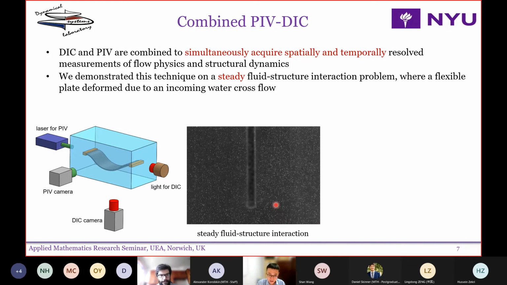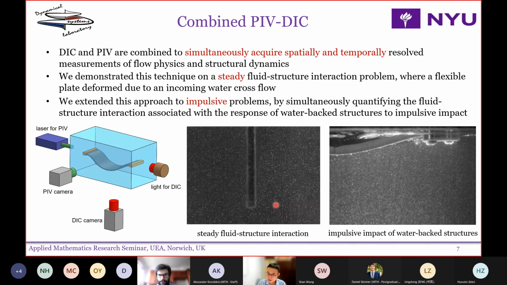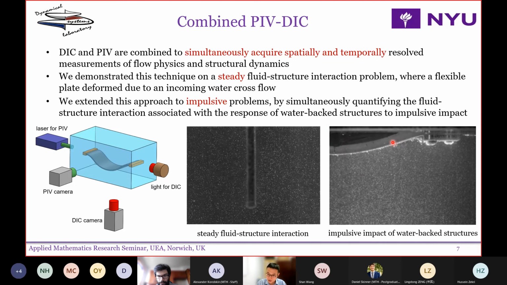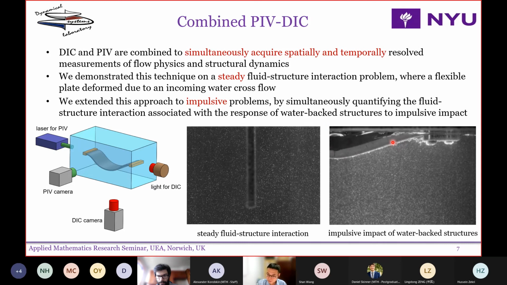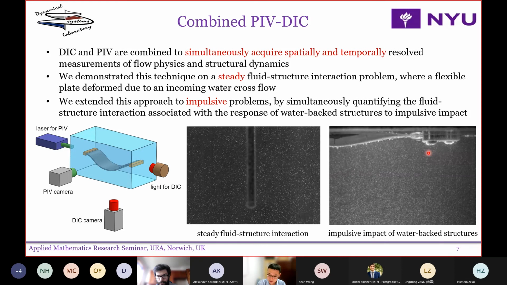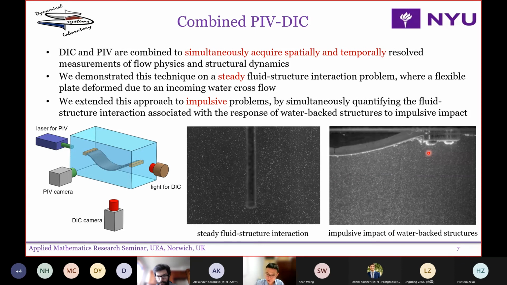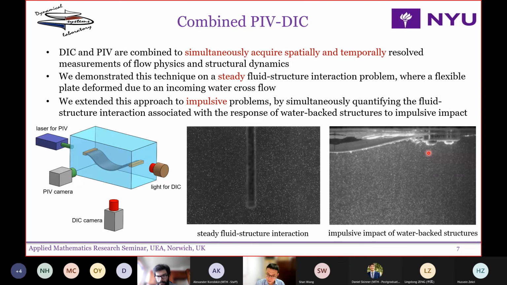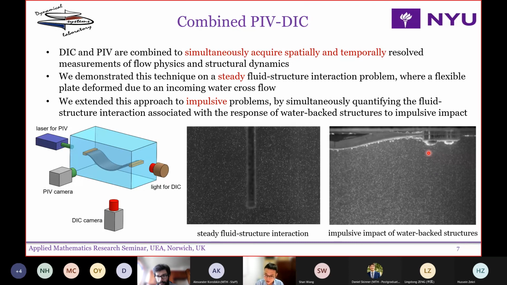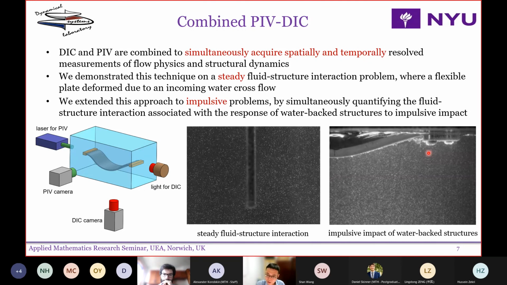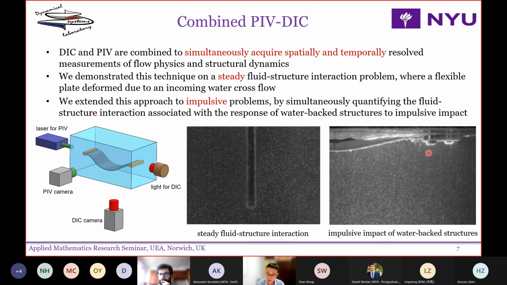We can get a pretty high accuracy in both measurements. Moving on from that, we tested our experimental approach on a more complicated problem. In this case, we're looking at a plate that is on the surface of water, and there is a heavy object that falls on top of the plate. This problem is highly transient, and the interaction is happening over a very short time scale. Again, we used a similar setup to quantify the structural dynamics and the flow physics. We were able to capture the dynamics of the structure and also the fluid loading on the structure. And we were able to understand the fluid structure interaction phenomena very well. So this shows that the approach can be applied to study a highly transient fluid structure interaction problem.